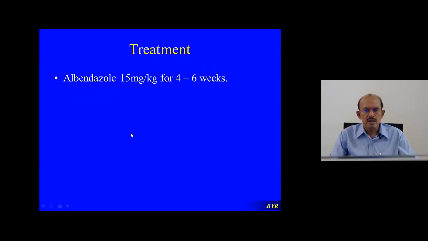Treatment: albendazole 15 milligrams per kg body weight for 4 to 6 weeks. If the cyst got calcified, you have to do excision of the cyst. So that is the examples of cysts in the skin and subcutaneous tissues.